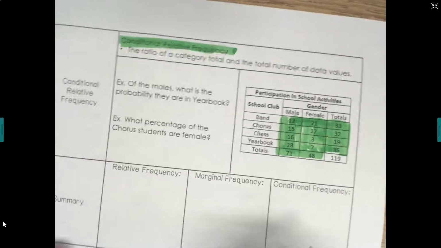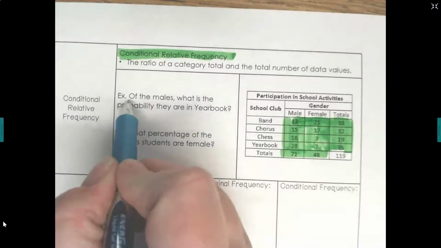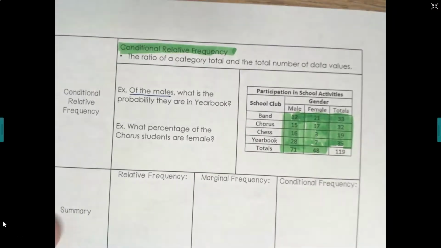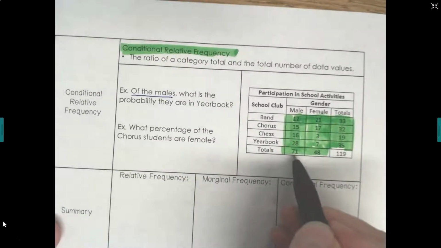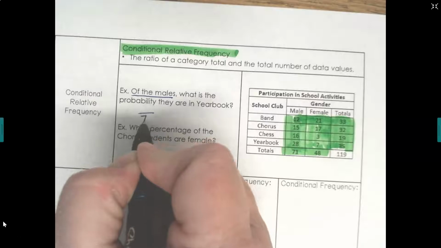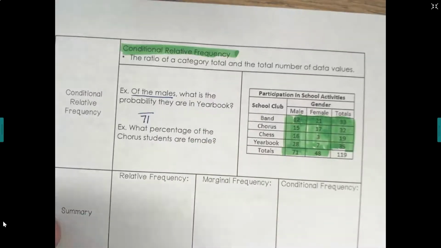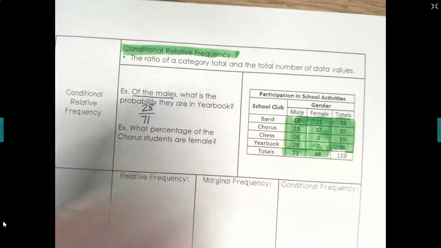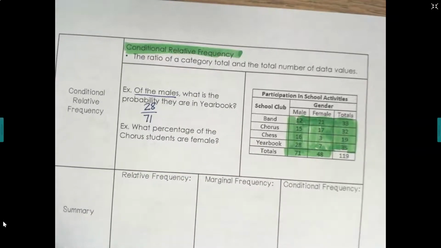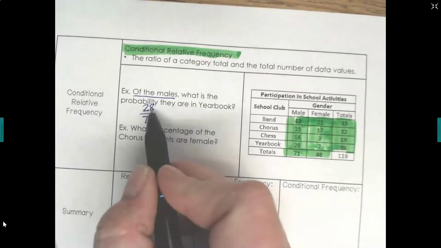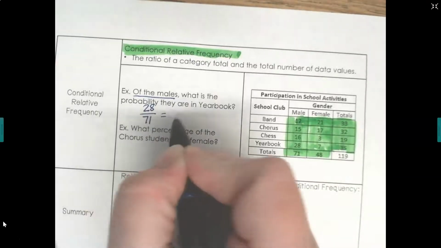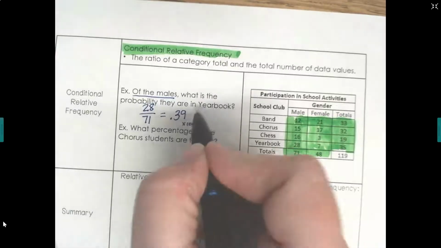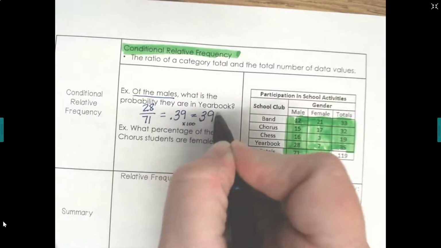So here's where it's a little bit of a language thing. So this question says, of the males. So we're not talking about everybody. We're only talking about the males. So when I go look, there's 71 males. So they're saying, of these 71 males, what's the probability they're in yearbook? Well, 28 of those 71 are in yearbook. So we're not talking about everybody, just the males. Males is the condition that has to be met. So when I do my division, 28 divided by 71, I get 0.39. You multiply that by 100, which moves your decimal 2 places to the right, and you get 39%.